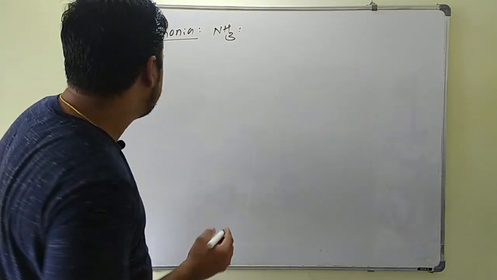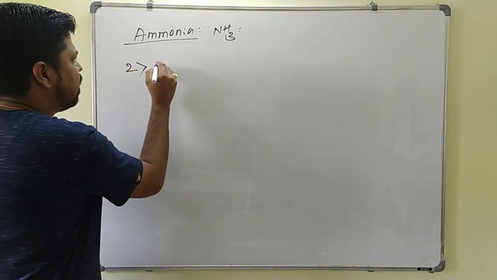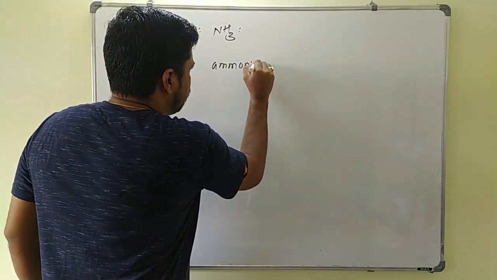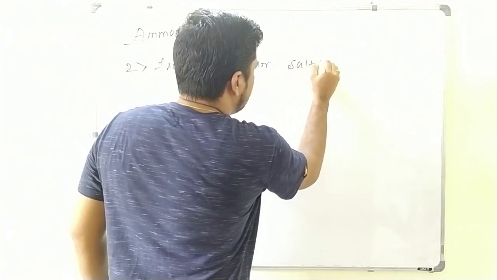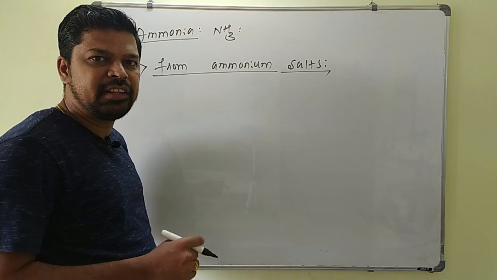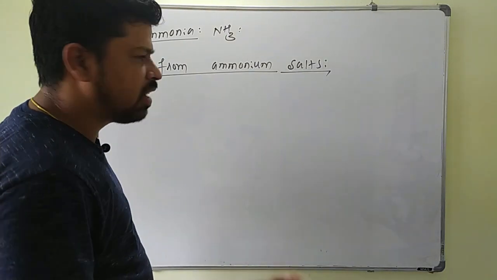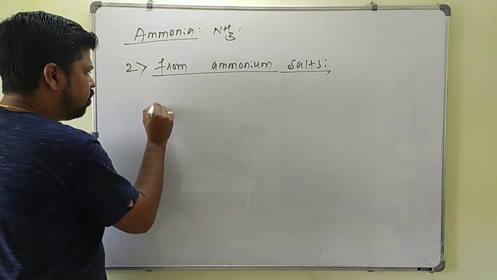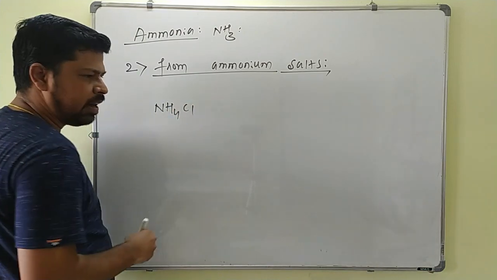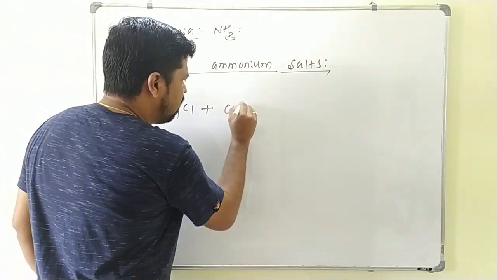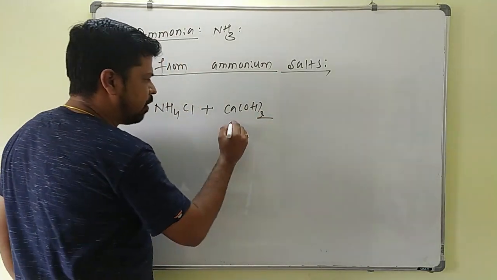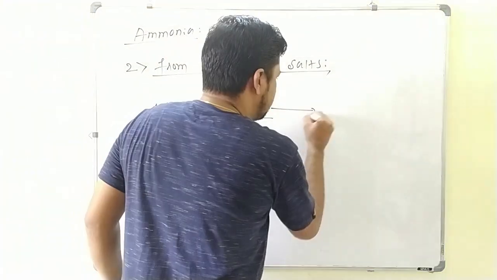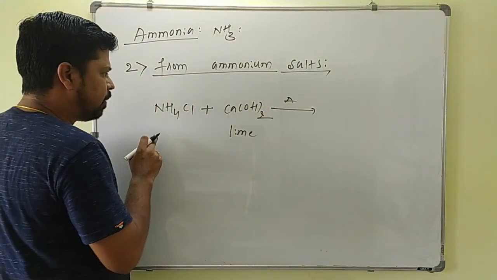Now, the second method is from ammonium salts. Just by treating the ammonium salts with a base like caustic soda or lime, we can prepare the ammonia. For example, first I will take an ammonium salt. It may be ammonium chloride. This ammonium chloride on treating with lime water, which is nothing but calcium hydroxide, we call it lime water. Now these two on reaction, what happens here?